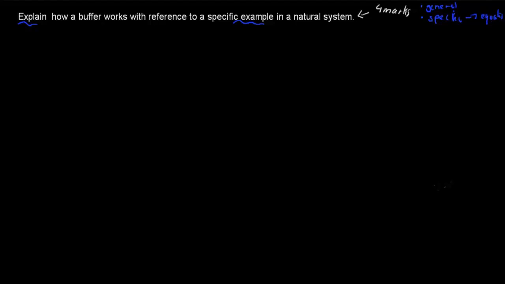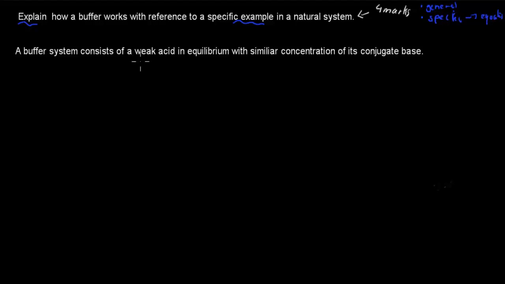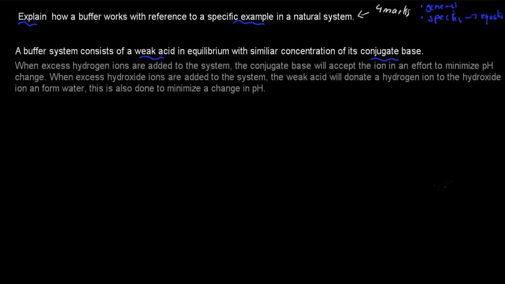What I wrote first is a buffer system consists of a weak acid in equilibrium with similar concentrations of its conjugate base. So we have a weak acid and its conjugate base, and the concentrations for them are both quite similar. Then I wrote that when excess hydrogen ions are added to a system, which would usually lower the pH, the conjugate base will accept the ion in an effort to minimize pH change. So our conjugate base will become active to make sure there's no change in our pH.